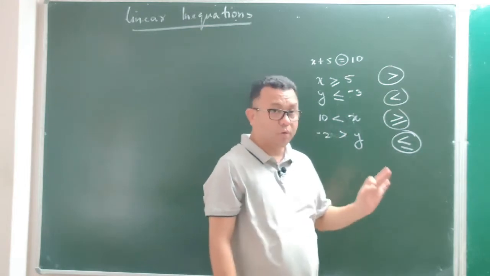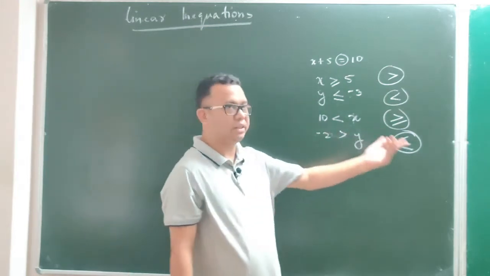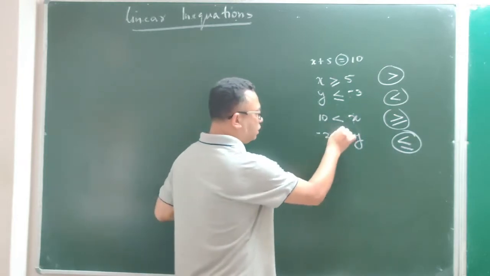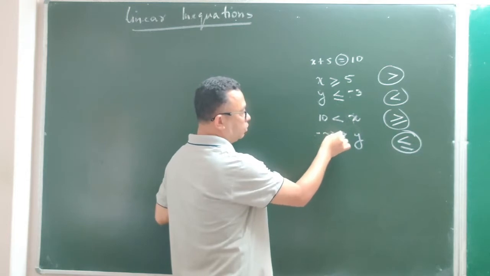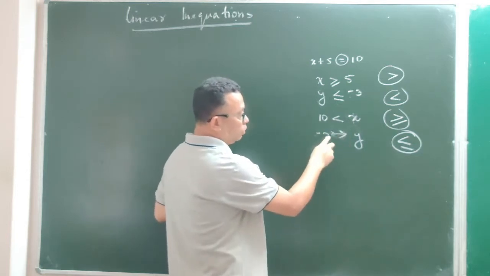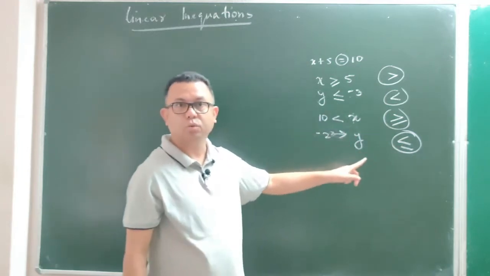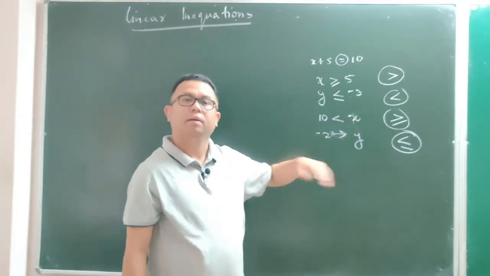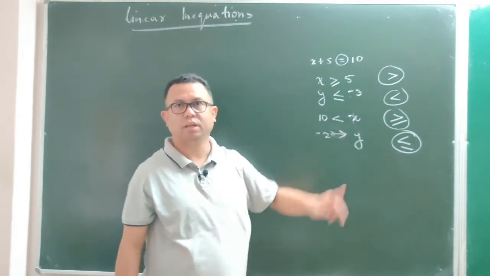Now the rules that we follow, again I am repeating, many of you will still be struggling: sir, how do you know which one is greater? Now think like this. Look at this arrow. Think that somebody is hitting with an arrow, and the arrow is going from minus 2 to y. So that means y is being killed by minus 2. Whoever is getting killed is always smaller. So you say y is less than minus 2, because minus 2 is killing y.